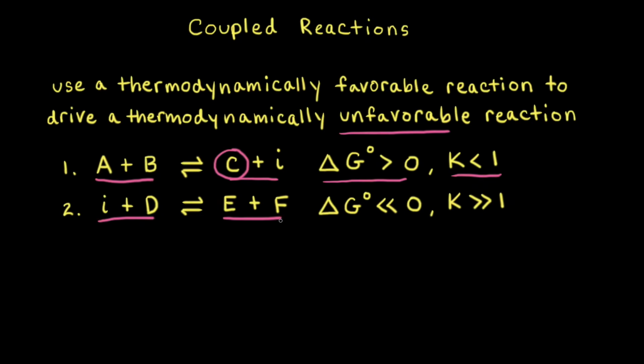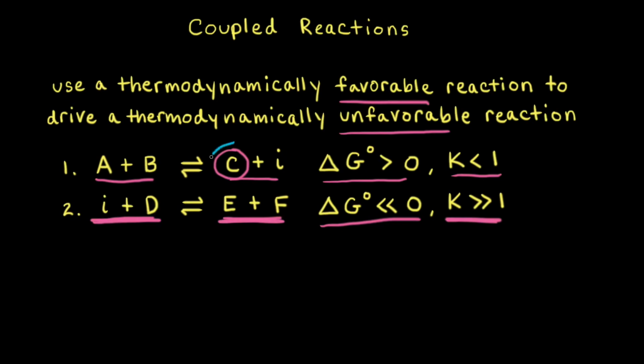F as the products. For this hypothetical reaction, the standard change in free energy, delta G naught, is much less than 0. Since delta G naught for this second hypothetical reaction is less than 0, reaction 2 is thermodynamically favorable, and at equilibrium, the equilibrium constant K is much greater than 1. If K is much greater than 1, then we can assume that the second reaction essentially goes to completion, so all the I and the D will react together to form E and F, and at equilibrium, there are way more products than there are reactants.